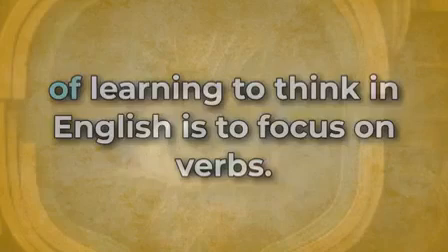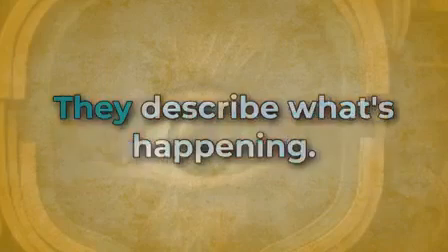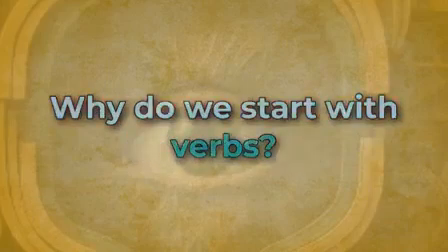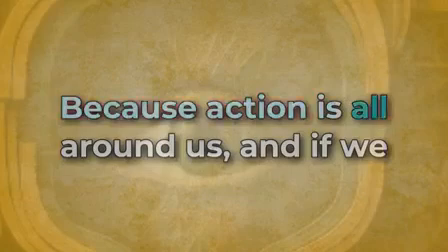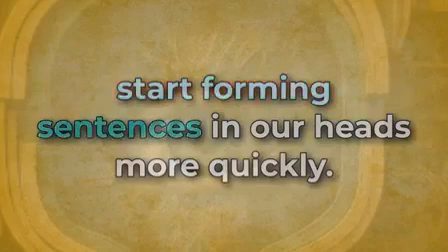The first stage of learning to think in English is to focus on verbs. Verbs are the action words in a sentence. They describe what's happening. Why do we start with verbs? Because action is all around us, and if we can think about what's happening in English, we can start forming sentences in our heads more quickly.